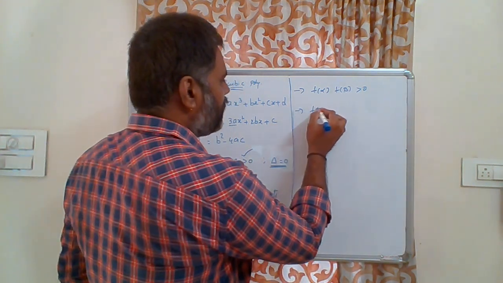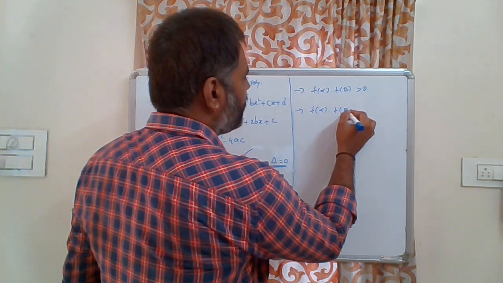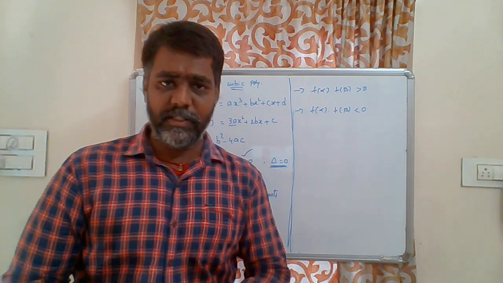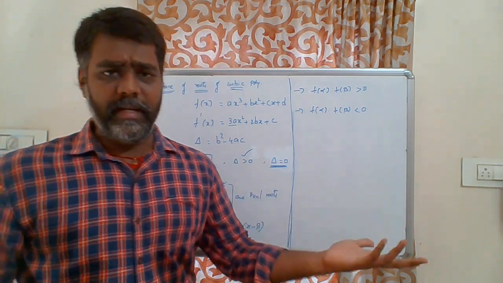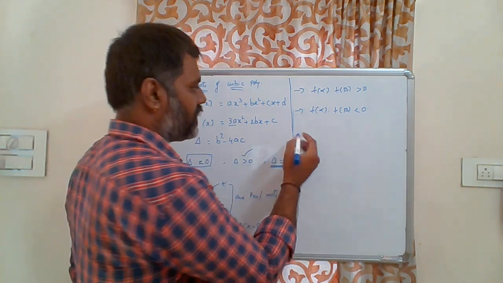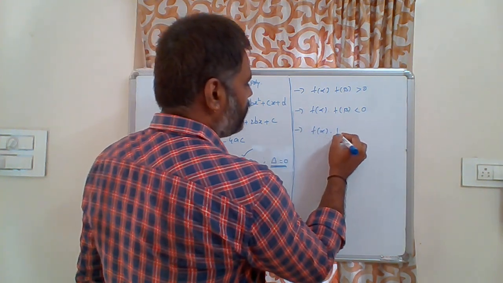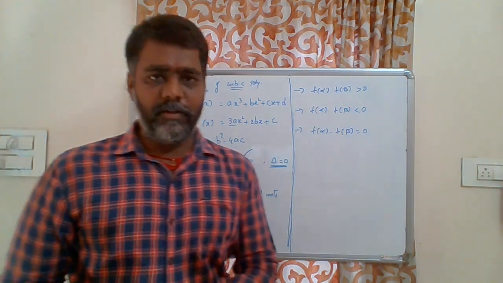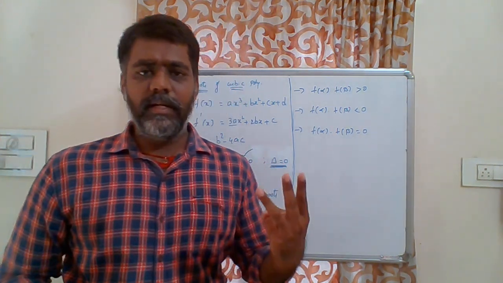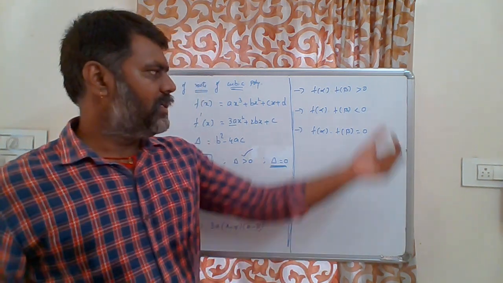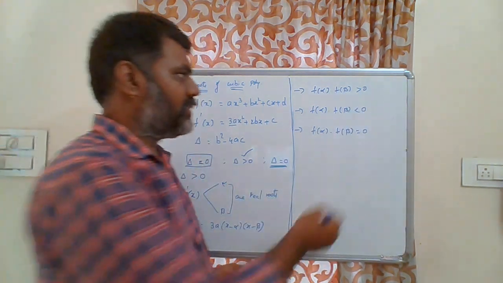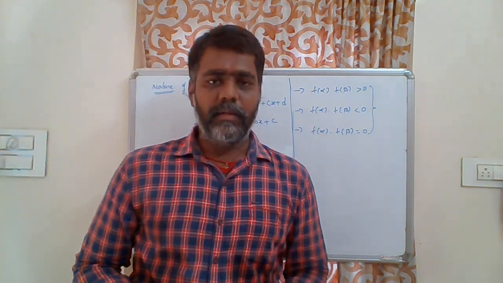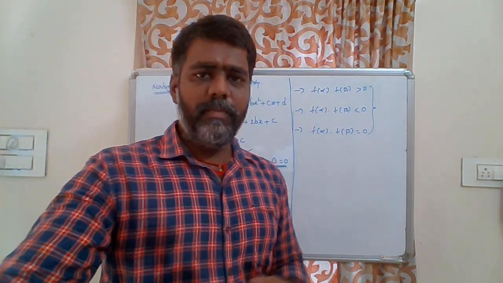Next, the second one, if f of alpha into f of beta is less than 0, it means the three roots are real and different or distinct. Or f of alpha into f of beta equal to 0 means three roots are real and equal. Okay, these are three important conditions. These three are the most important conditions in advanced level. Okay, now I will explain one problem on this concept.